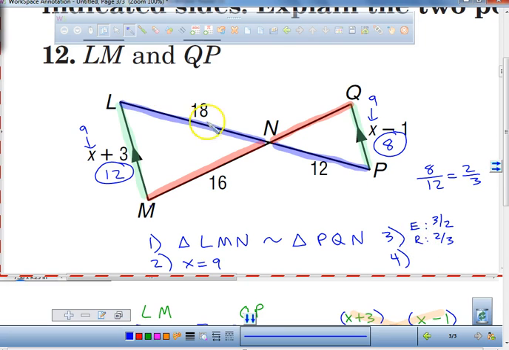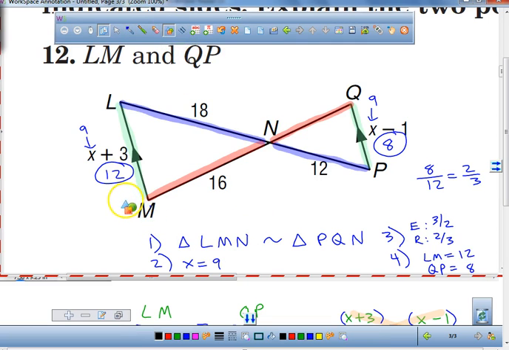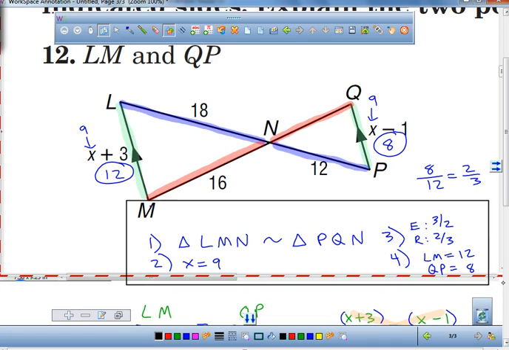And finally, last but not least, it said find what? LM and QP. So LM was a certain distance, and QP was also a certain distance. So our distance from L to M was 12, and the distance from Q to P was 8. This is what I'm expecting to see on your paper: a box where I can clearly find all of your answers, your similarity statement, solving for x, your enlargement and reduction scale factors, and the distance from L to M and Q to P.